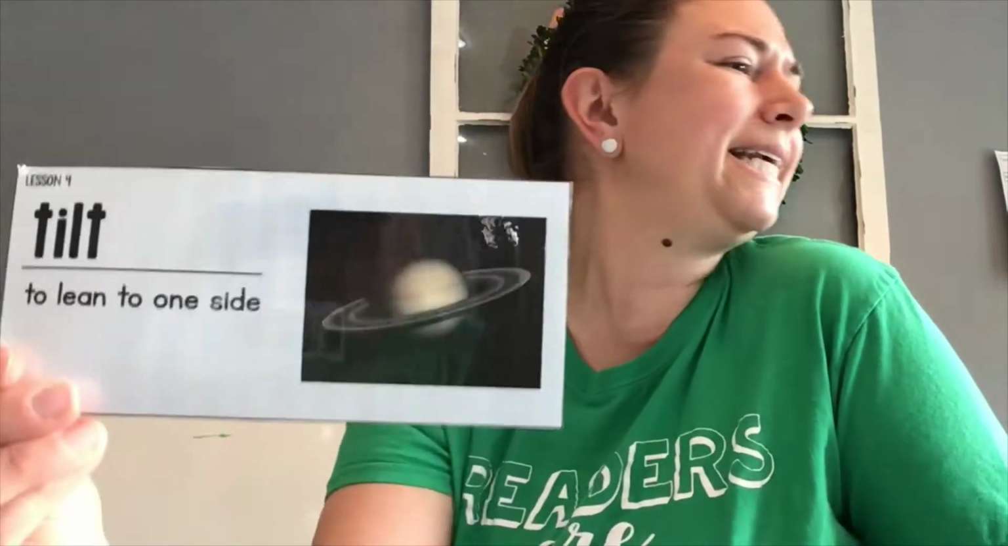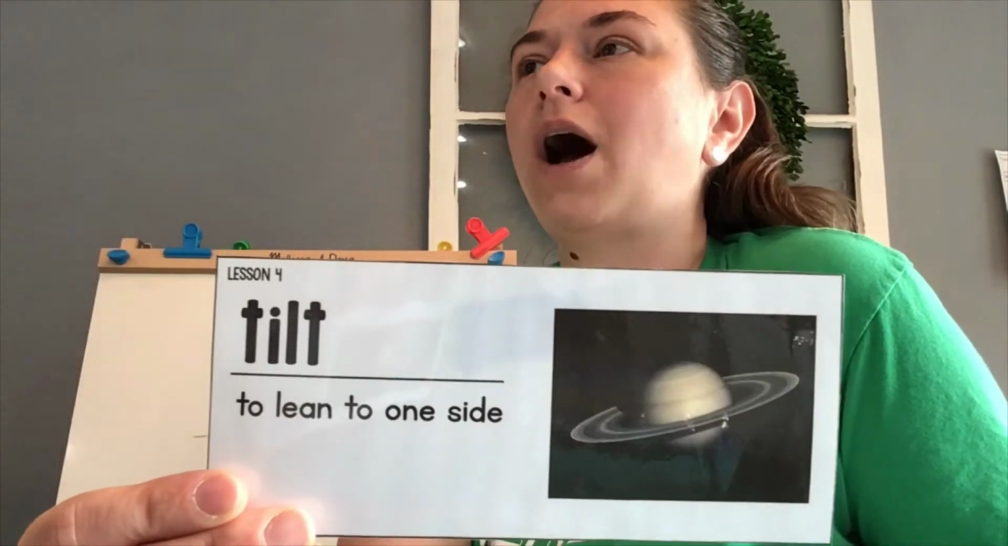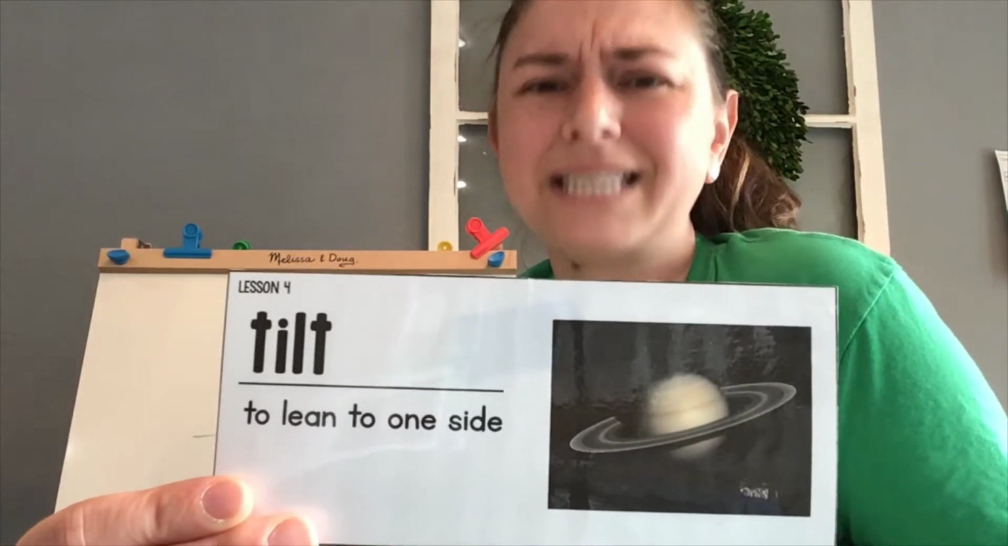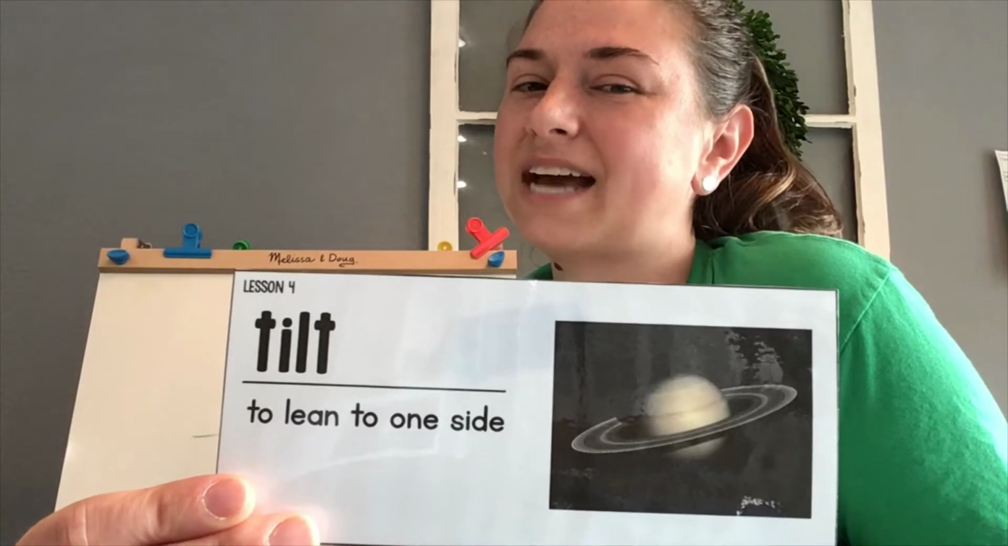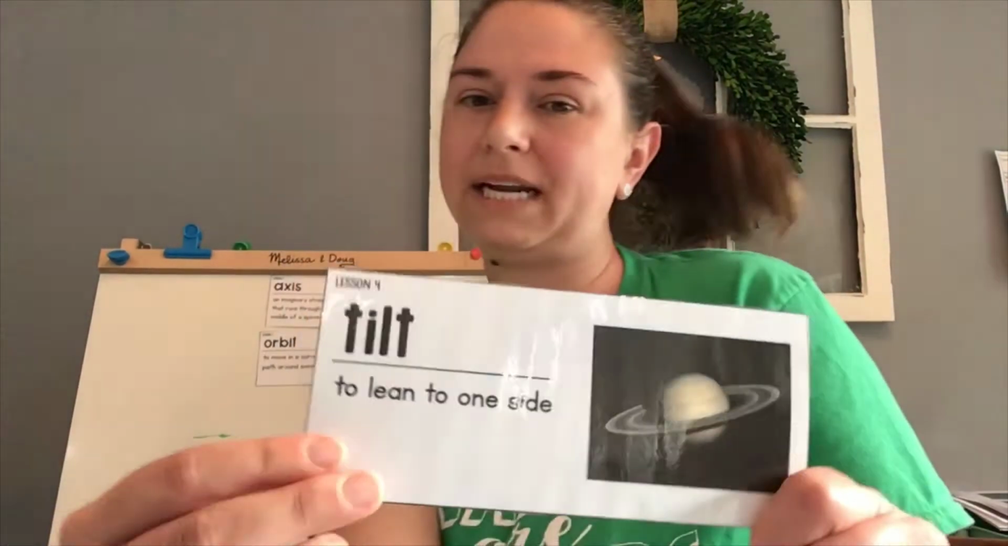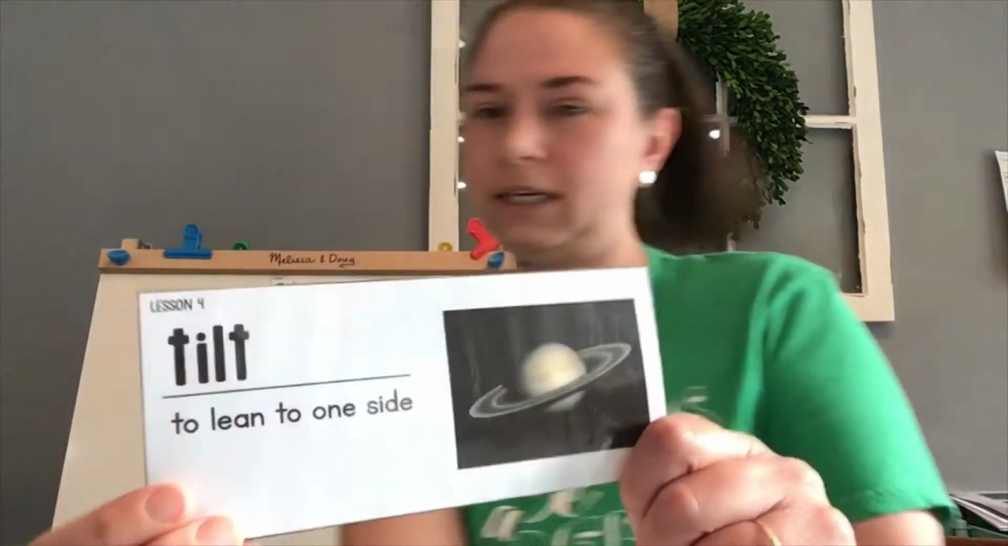Good. Okay, and our last word is tilt. What's the word? Tilt. Say it to a chair. Tilt. Say it to a clock. Tilt. Say it to the screen. Tilt. Say it one more time. Tilt. Good. Tilt means to lean to one side. So everybody tilt. We're tilting. Lean to the other side.